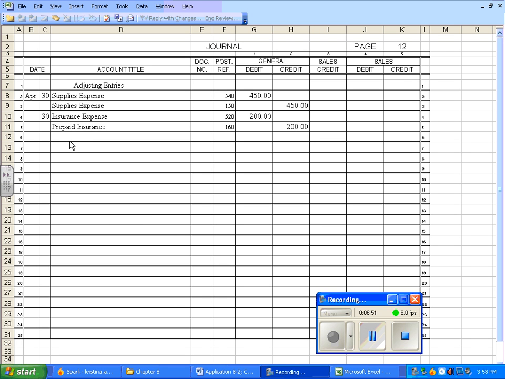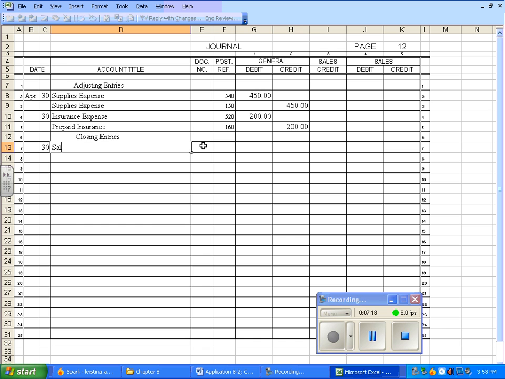Okay, so now we've got application 8.2. We're going to finish up. We're going to take what we just did in the T accounts and put it in the journal. Closing entries are just like adjusting entries in that they do not have a source document, so you have to title them. You're going to put closing entries right on the next line after your adjusting entries. Those are the adjusting entries from application 8.1.